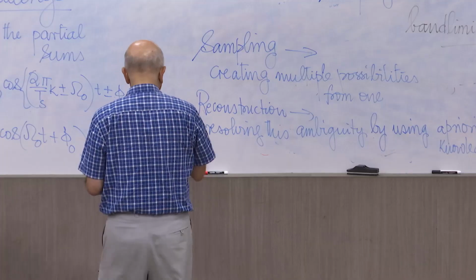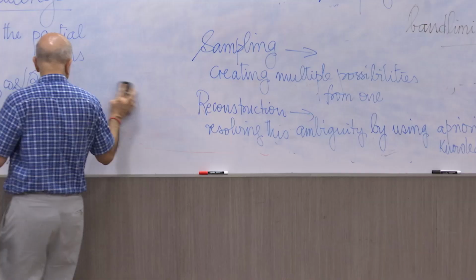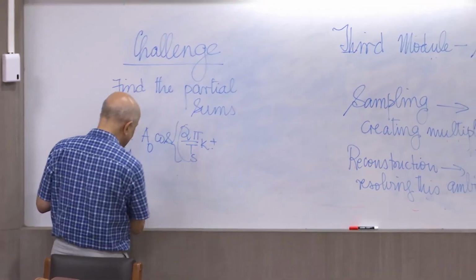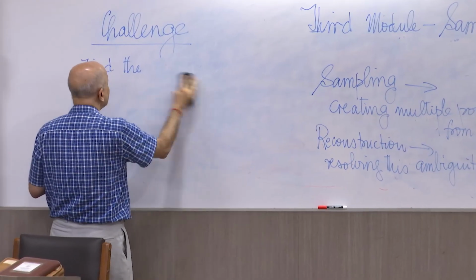Suppose I have, now this is an exercise which I want you to do right now. It's not difficult, but it's a simple yet illustrative exercise. I have a signal that looks like this.